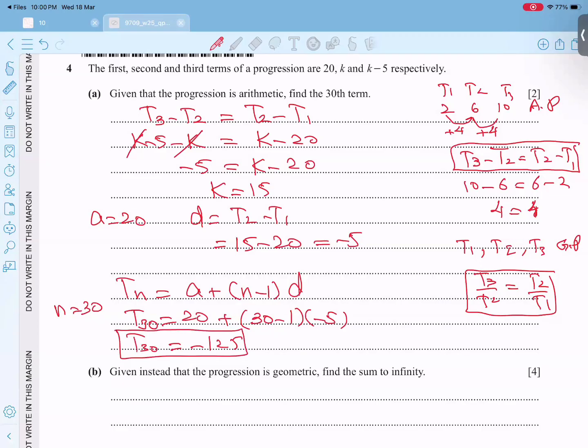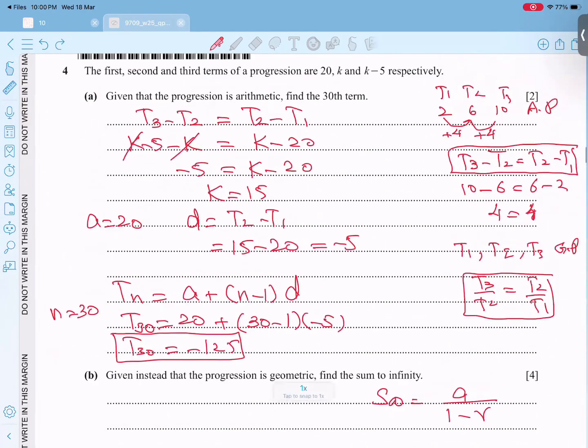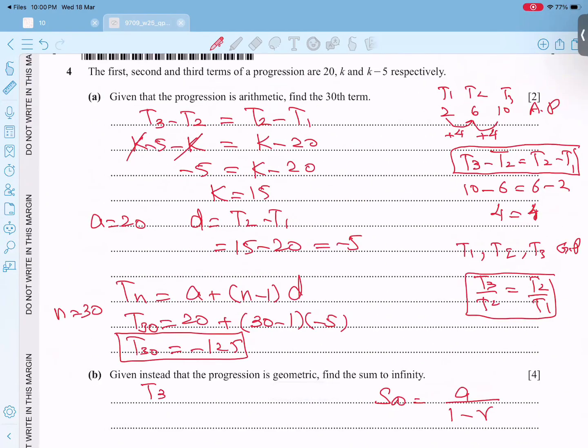Now he's saying instead it is not an AP, this is a GP now. So we have to apply this condition, and he asks to find the sum to infinity. The sum to infinity formula is obviously simple, a over 1 minus r. A I can take as 20, no problem, but the common ratio is the issue. First of all, I can say third term divided by second term equals second term divided by first term.